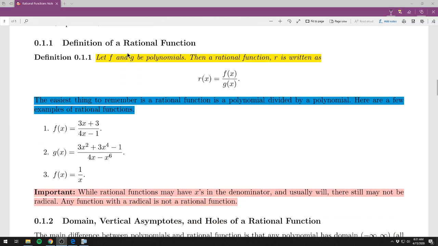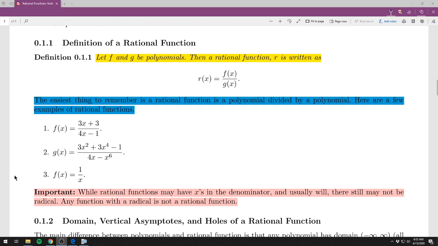So the definition of a rational function, it builds on polynomials. If f and g are polynomials, then a rational function is just f of x divided by g of x. Okay, so it's a polynomial divided by a polynomial. If you have a fractional function, is the top a polynomial and the bottom a polynomial? If the answer is yes, then it's a rational function.